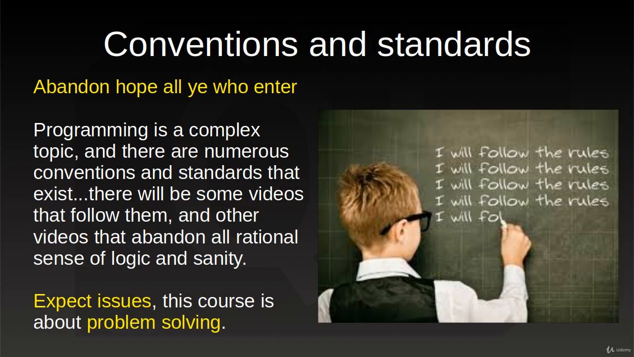So abandon hope, all ye who enter. Programming is a complex topic, and there are numerous conventions and standards that exist. There will be some videos where I follow one standard and some videos where I follow another, and yet some videos where I just abandon all rational sense of logic and sanity. A design pattern is meant to be fluid, and it's meant to adapt to whatever convention and standard you're using. So at the end of the day, it really shouldn't matter what convention or standard you're using as long as you're following a pattern. Expect issues. This course is about problem solving.